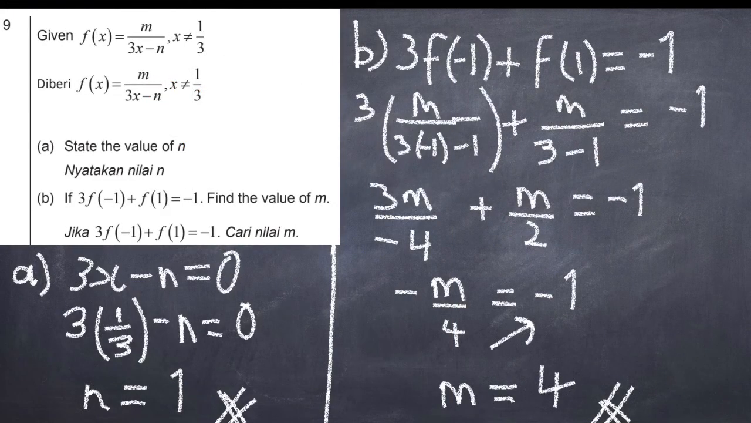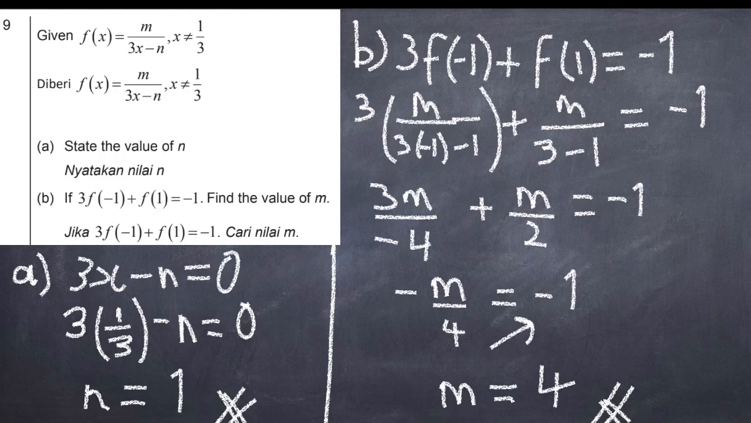Alright, question number 9, we have to find the value of n. If you look at your fraction, we have m over 3x minus n, so x is not equal to 1 over 3. First we're going to equate 3x minus n equals to 0, because for any fraction, if the below part is equal to 0, it's not valid. The x value will be equal to 1 over 3, so you have to remove the not equal, just put 1 over 3 to find n. So 3 times 1 over 3 becomes 1, so bring over negative n becomes n, so n will be equal to 1, so it's very easy.